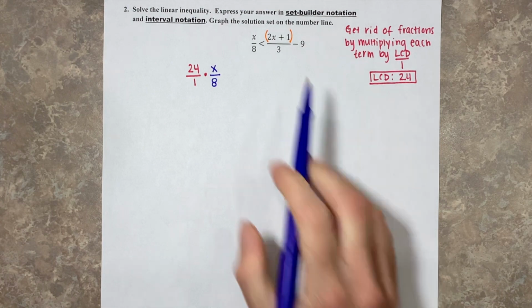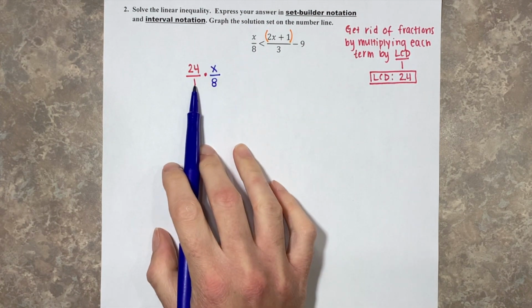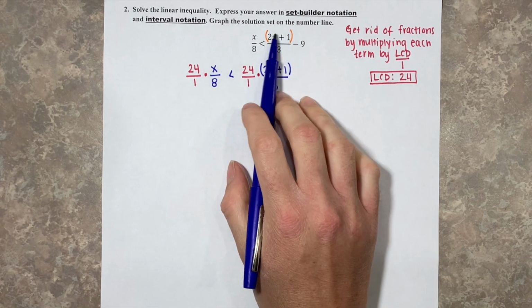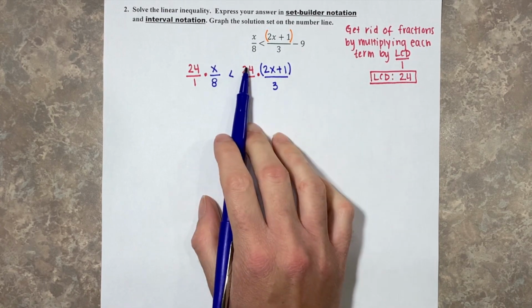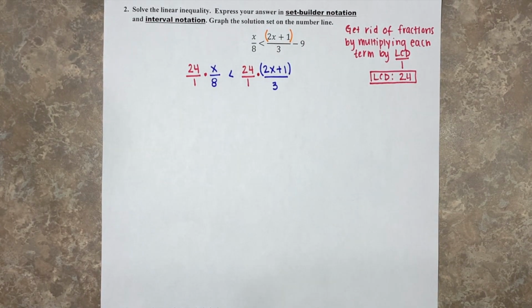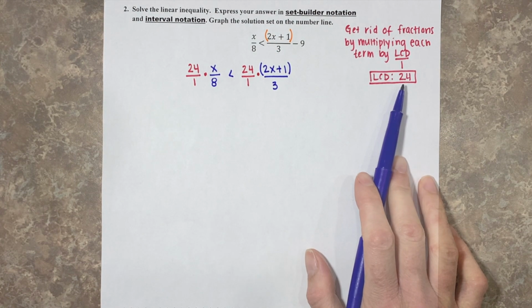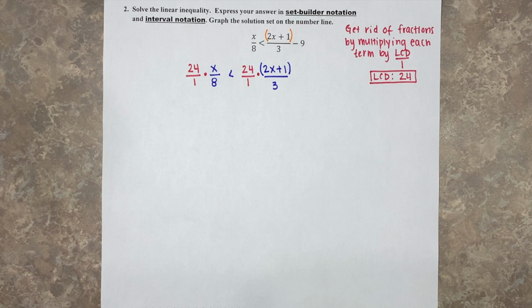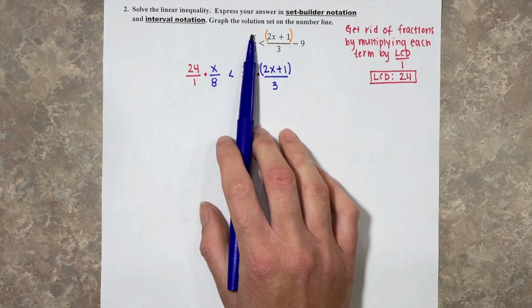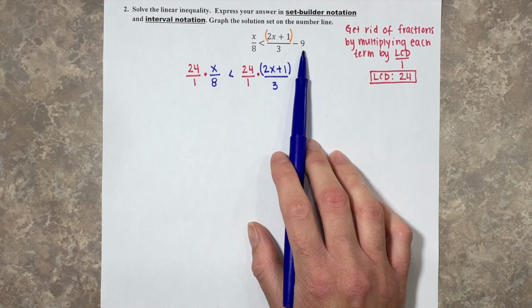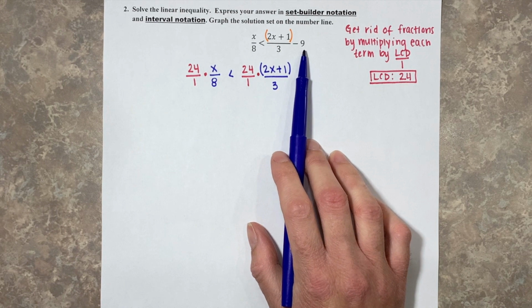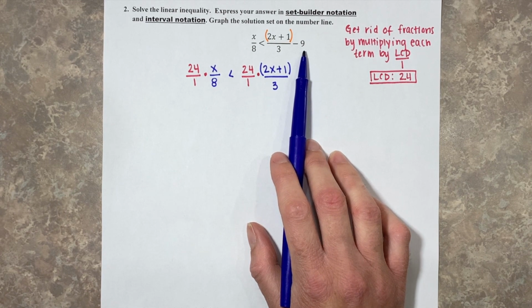So first I've multiplied the x over 8 by the LCD over 1. Then we'll multiply this whole term here by the LCD over 1. One of the most common mistakes here is that when students are multiplying by the LCD to get rid of the fractions, students will think that they only have to multiply the LCD by terms involving fractions. So when they see a term like this that's a whole number, they won't multiply it by the LCD.